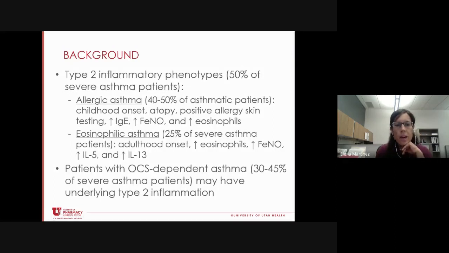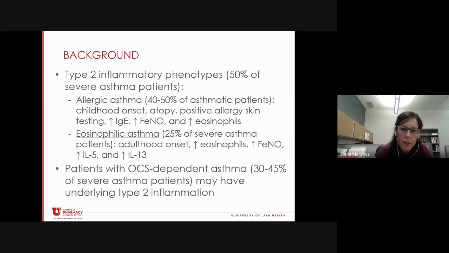50% of severe asthma patients have a type 2 inflammatory phenotype that includes allergic and eosinophilic asthma. This phenotype results in release of inflammatory cytokines, such as interleukin-4, 5, and 13 by type 2 immune cells in response to infections or allergen exposure.